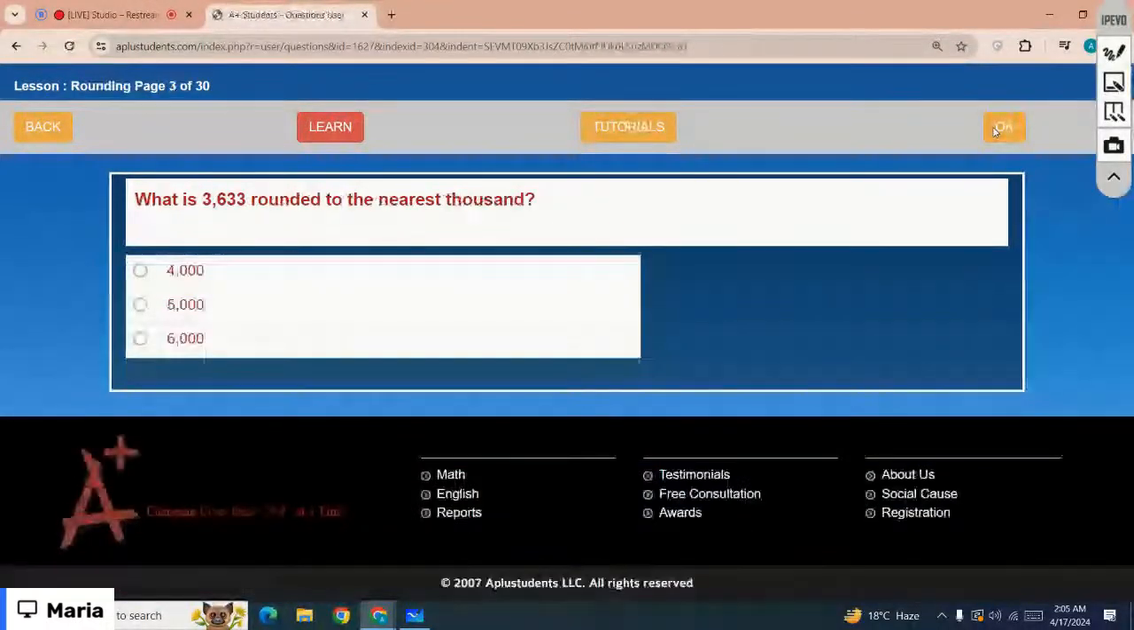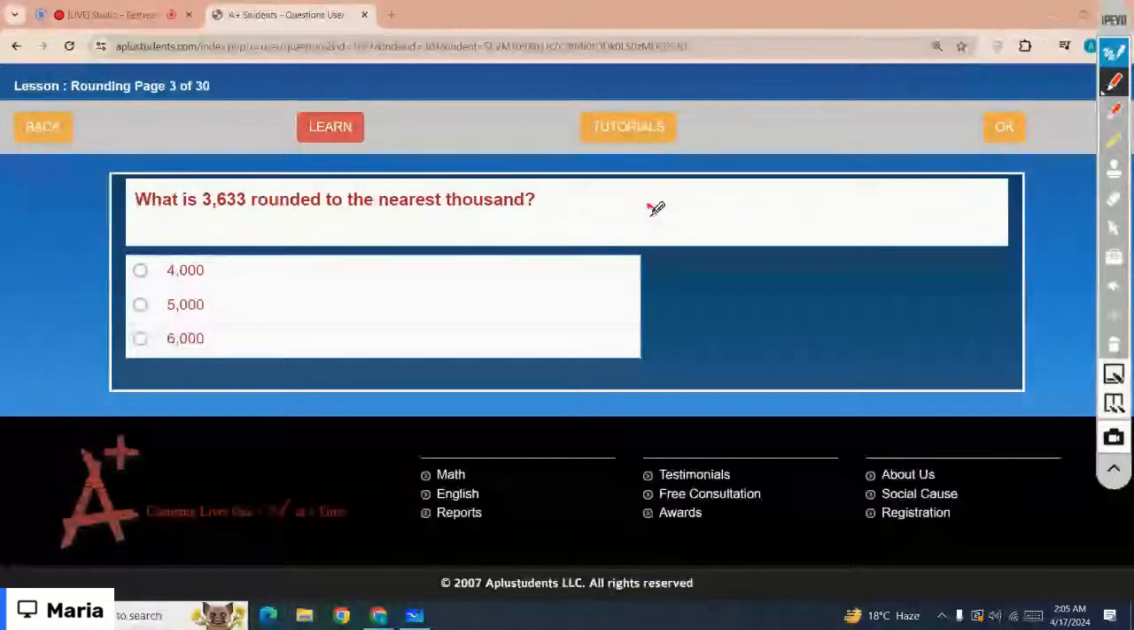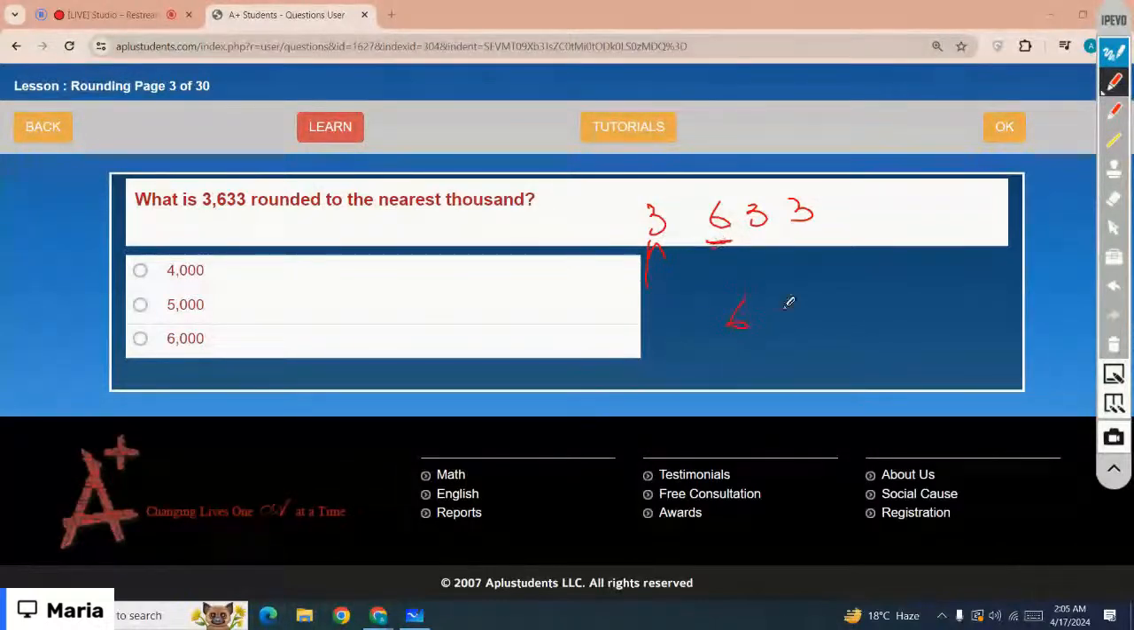Okay, what is 3633 rounded to the nearest thousand? So, which is the correct option? Nearest thousand, right? You have 3633. 3 is at the thousands place, right? So, go one right. You have 6 here. You need to compare it to 5. So, 6 is greater than 5.